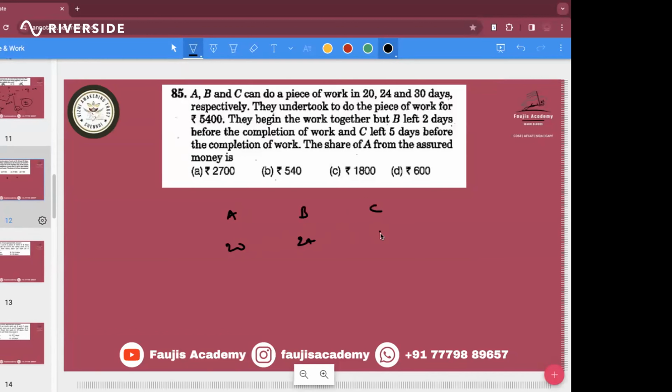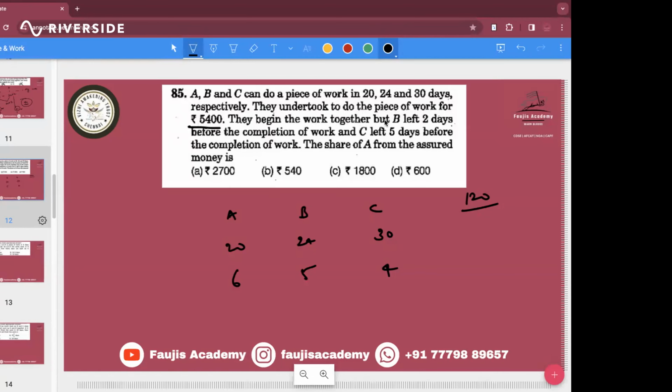20, 24, 30. How much is the LCM? 30, 60, 90, 120. 120 is the LCM, right, guys? That means 6 units, 5 units, 4 units. Yes, Harita. So 120 is the LCM. Thank you so much. They undertook to do the piece of work for this much.